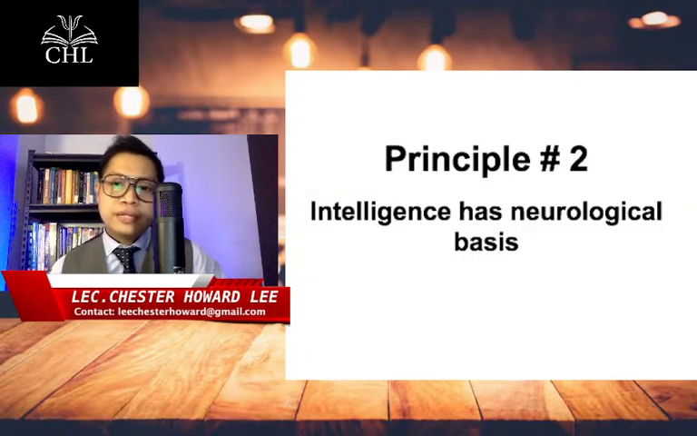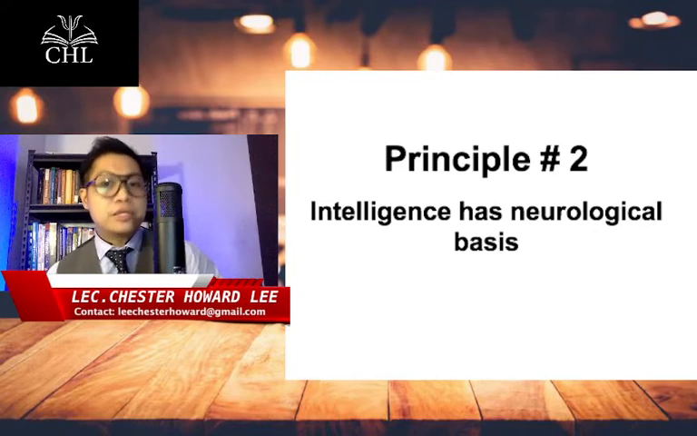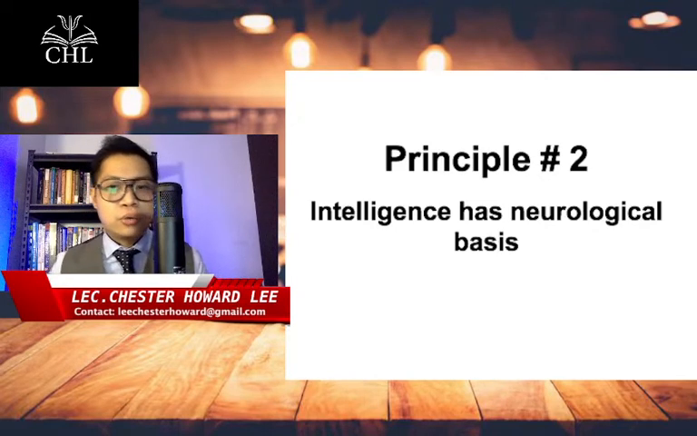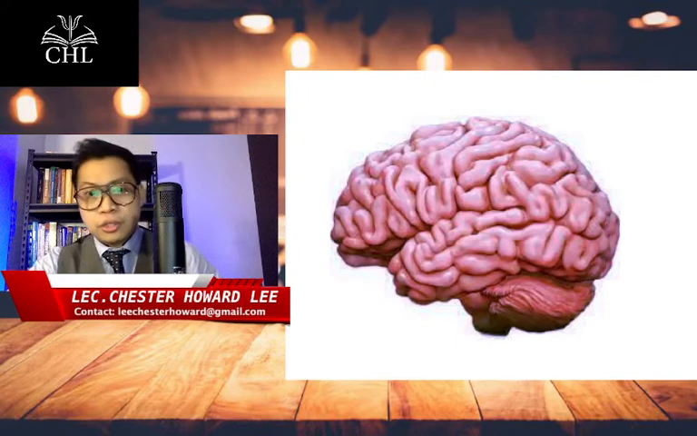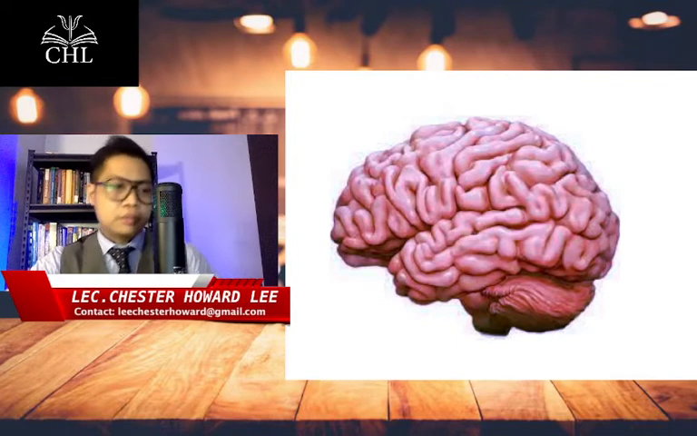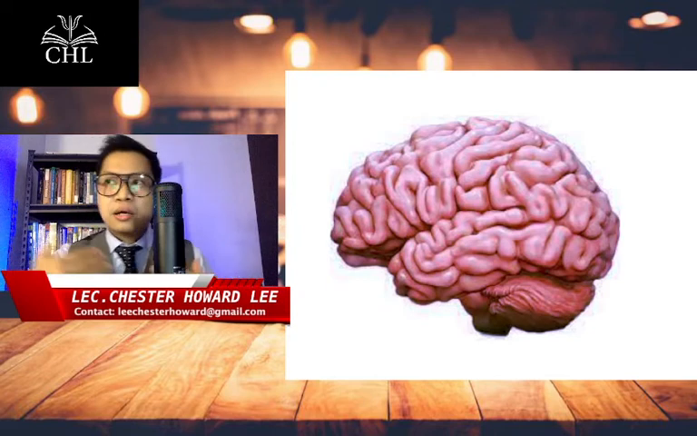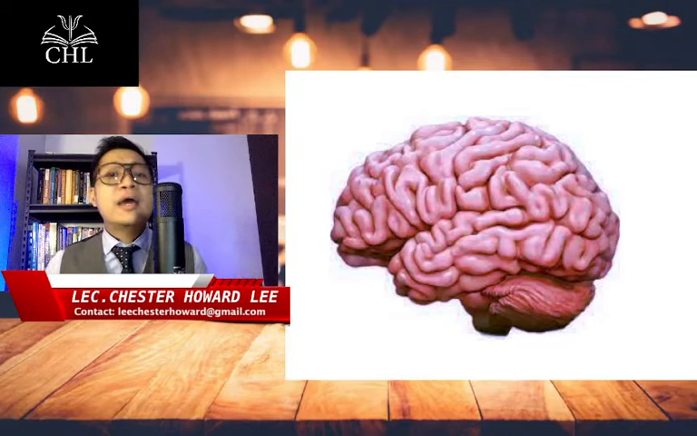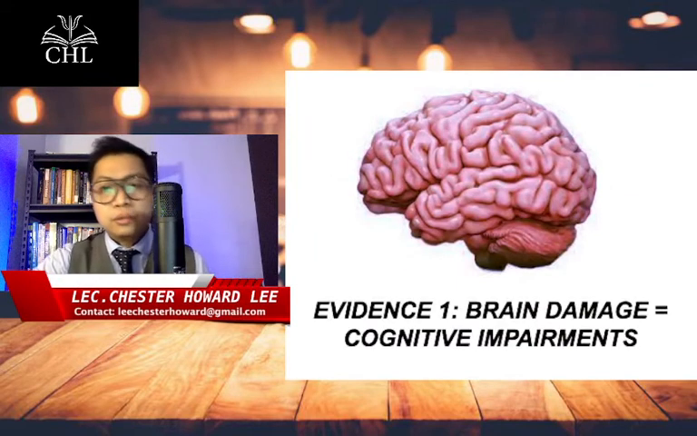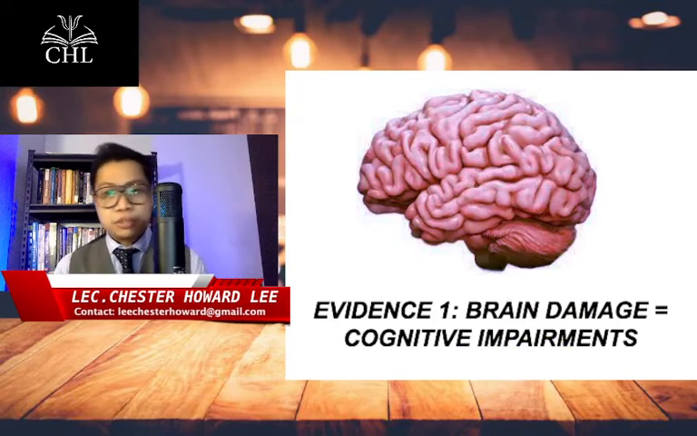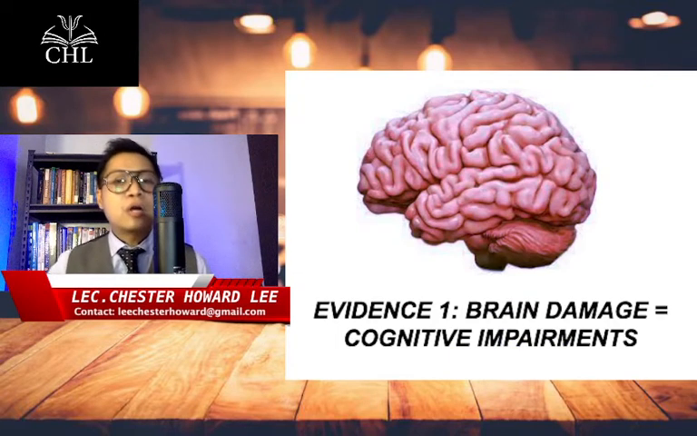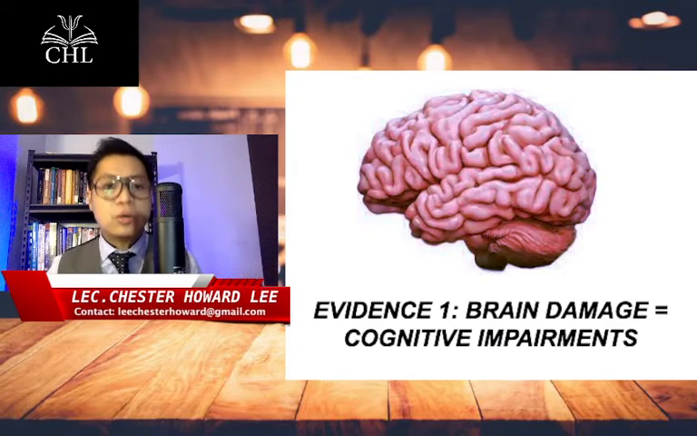Principle number 2, intelligence has neurological basis. So when you hear the words neurological basis, intelligence is very connected to the quality of your brain. So how smart a person is, meron niyang direct link sa biological quality of the brain. And there are many evidences to prove that, like number 1, napatunayan na yan na kapag may certain parts of the brain ang nadadamage, one of the effects is nagkakaroon ng cognitive impairment such as low IQ.